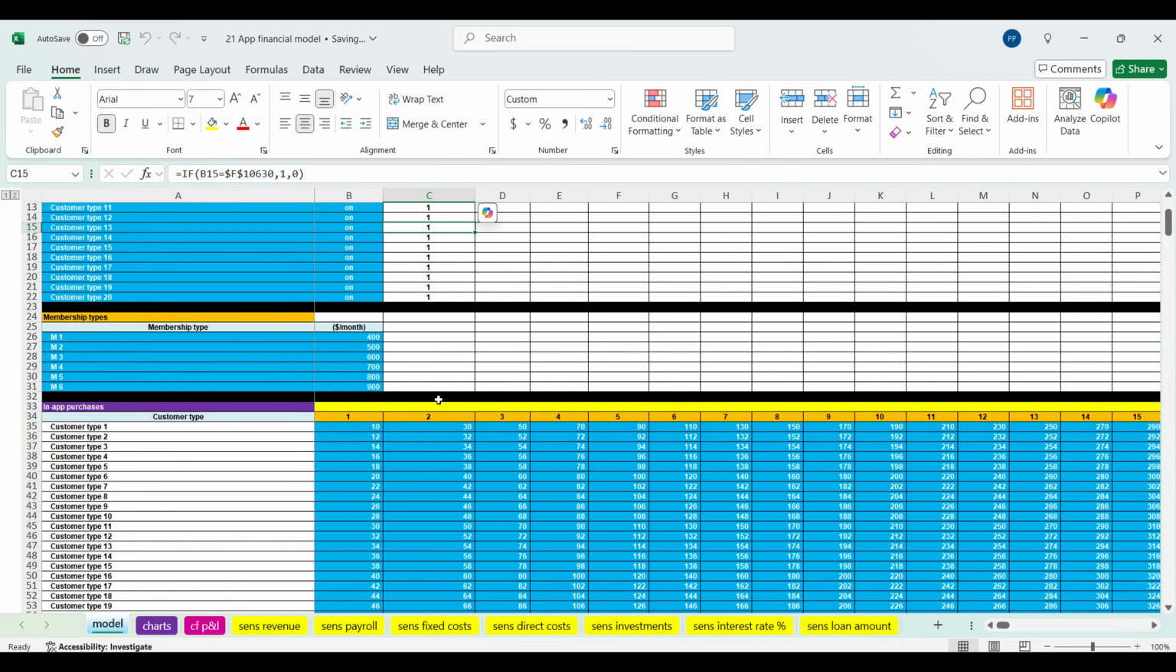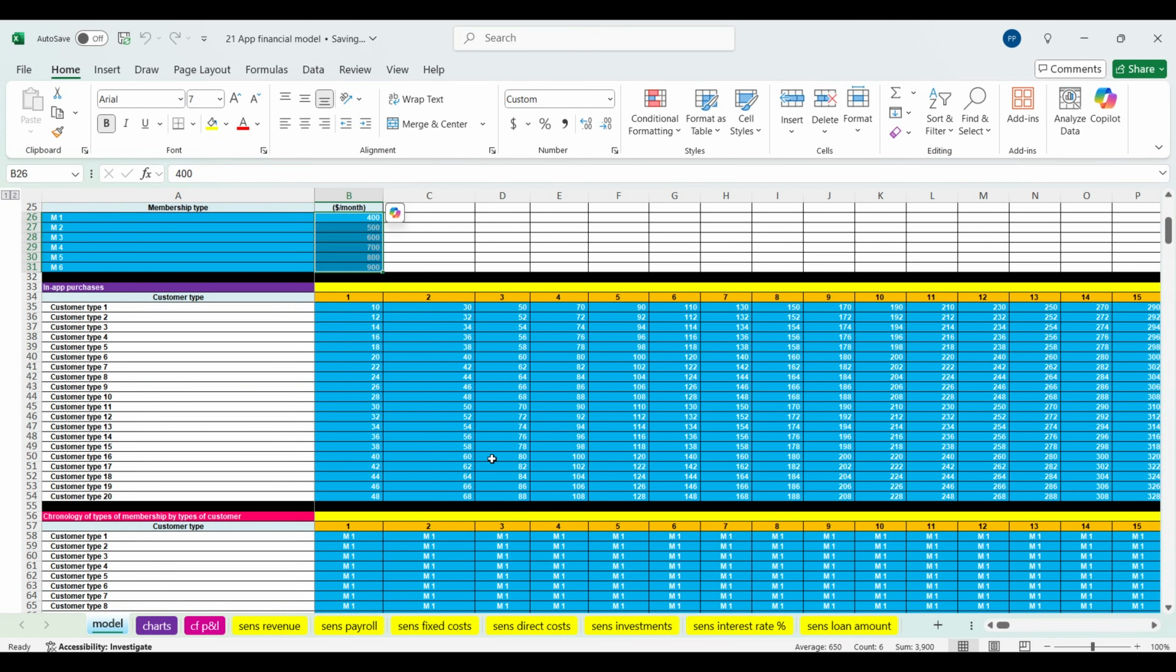Then we're moving to the next block of inputs. Let's assume we have different types of membership. In our case, for example, let's say we have 6 types of membership, and each type has a different monthly subscription amount. We can specify it here. For each type of membership, we can specify a different subscription payment. Here it is. Now we are moving to the next block of inputs.